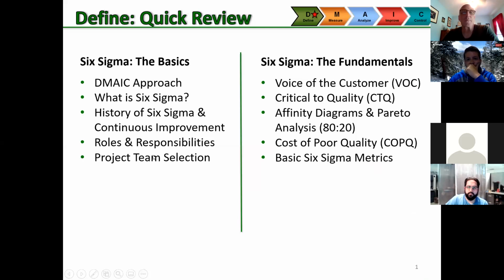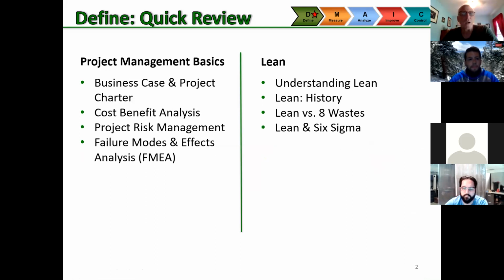So again, just a quick review. We defined, went through the DMAIC approach, what Six Sigma is, how to run a project, voice of the customer, a little bit of homework, affinity diagrams, some Pareto charts. We got into the cost of poor quality. And then last week it was business case and project charter. That stuff's on the test, but it's not something that I think you really need to spend too much time worrying about. And then we got into lean a little bit.